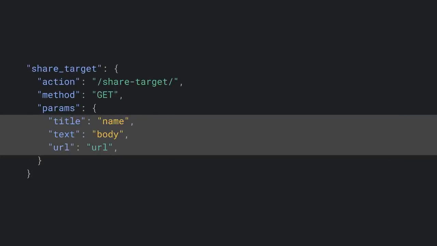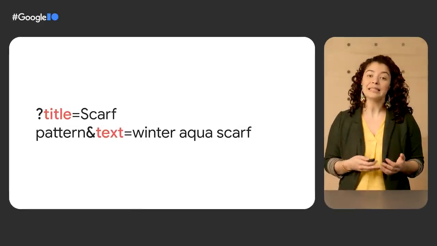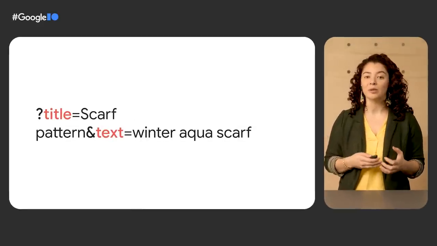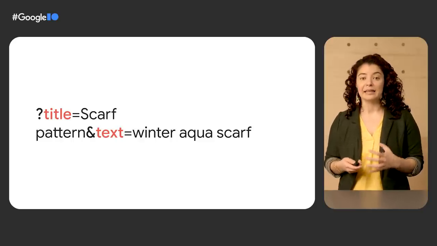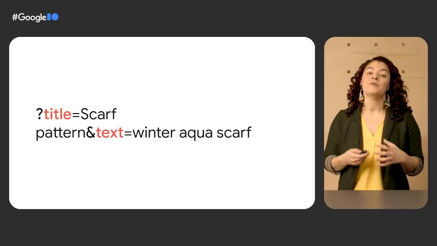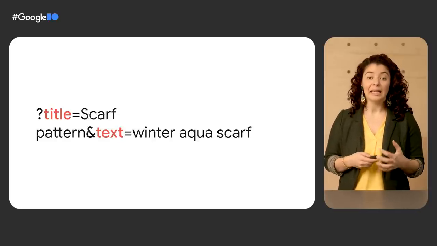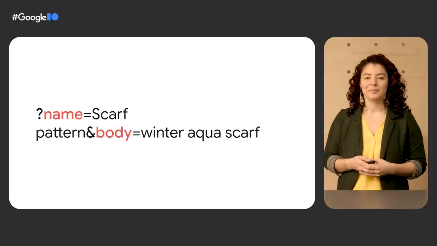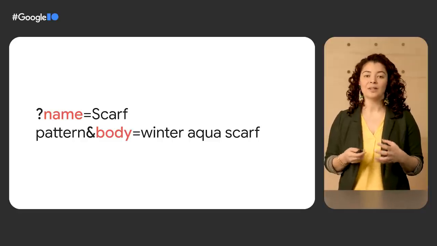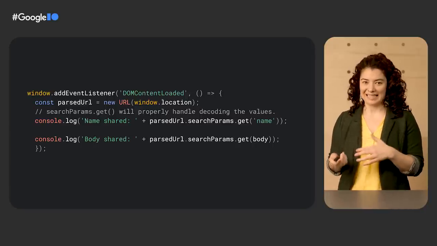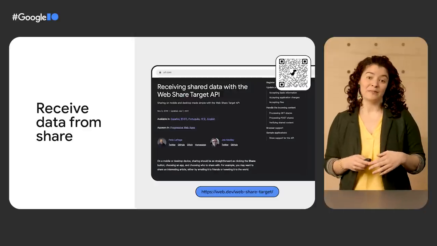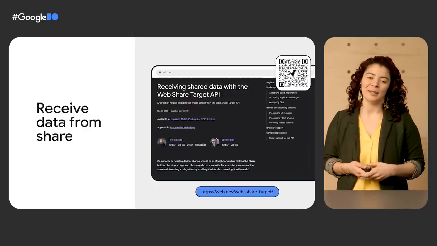When the app receives data, the browser opens a new window at the action URL. And here is where the naming of the fields in the manifest connect. The browser then generates a query string using the URL encoded values supplied in the manifest. So if we kept the values title and text, the query would look like this. If we change the values to name and body, it would look like this. Then, to process the data, we use a DOM content loaded event listener in our action page and parse our query string like this. For instructions to receive files and more information, check out the link on the screen.